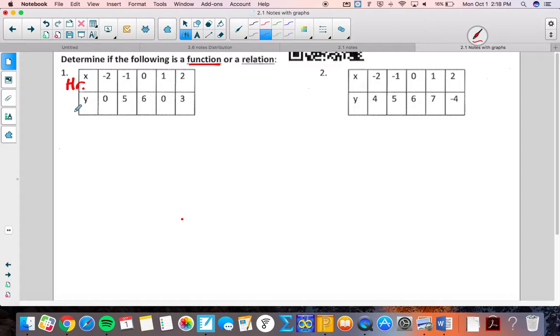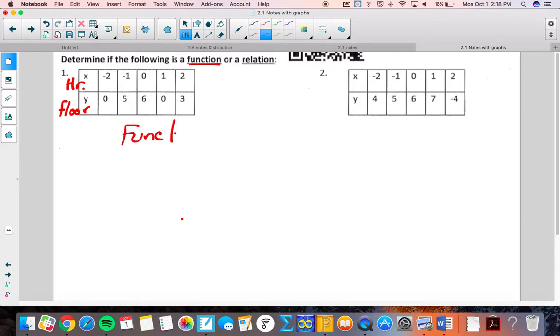So I like to do an analogy of times and places. The x's or inputs are the time, the hour, and the y's or outputs are like the floor or height that you're at. So at negative 2 hours from now, or 2 hours ago, I was on the 0th level, right at the ground level. 1 hour ago I was up on the 5th floor. Right now I'm on the 6th floor. 1 hour into the future I'll be back on the ground level, and 2 hours into the future I'll be on the 3rd floor. So each time I know where I'm supposed to be.